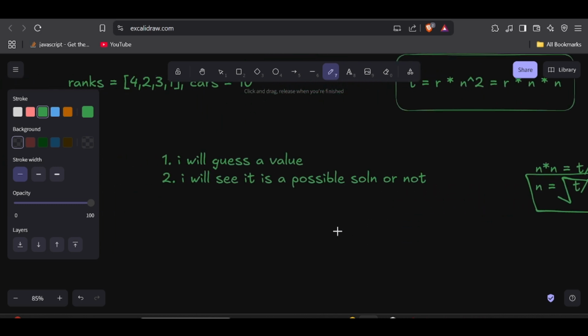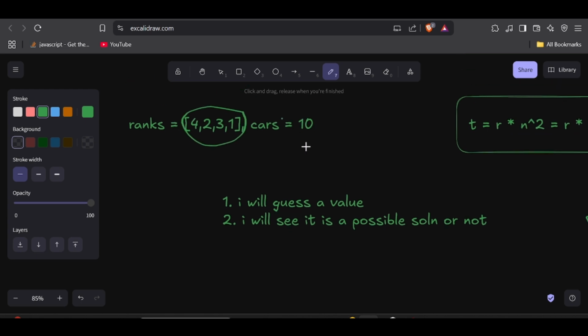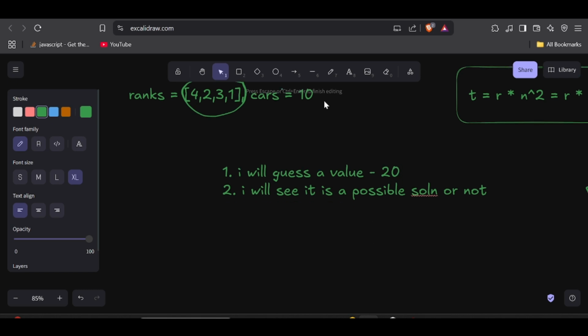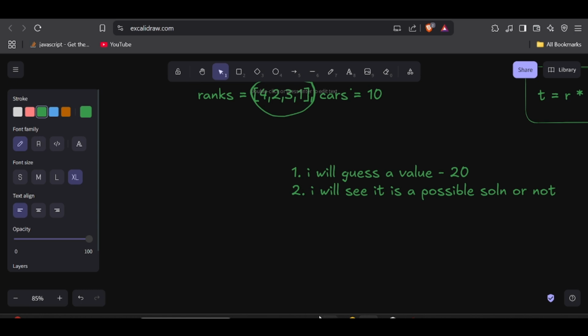And let's say there are four mechanics, okay? And my guess value is, let's say, 20. Now, how am I going to do it? First of all, my guess value is 20. It means the time taken by all the mechanics is 20.